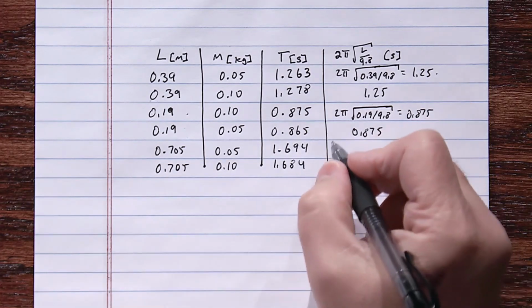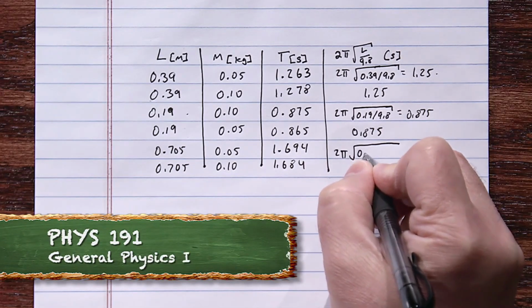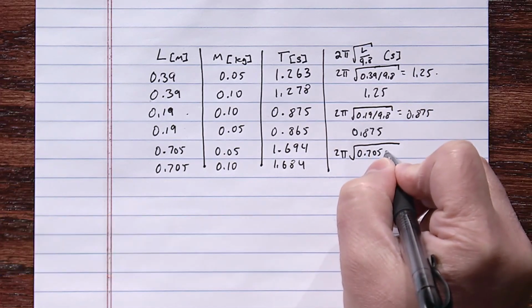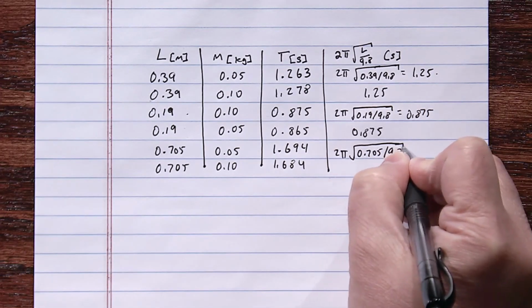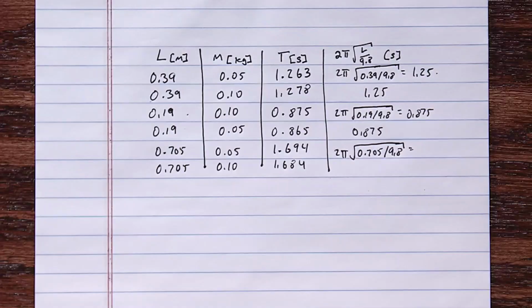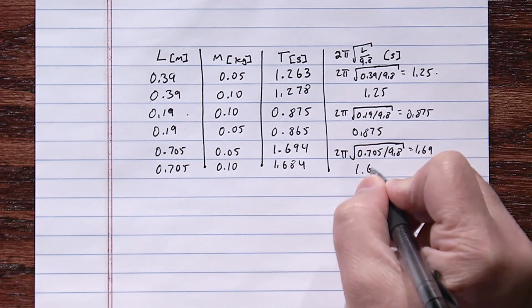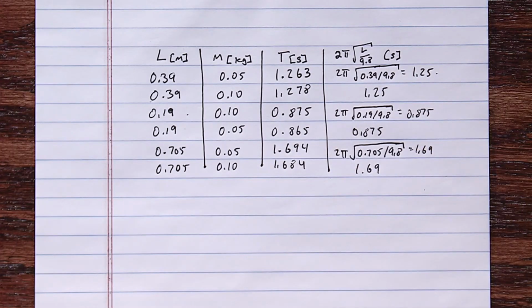And finally, 2 pi times the square root of 0.705 divided by 9.8 gives us a period of 1.69 seconds. So very, very precise.